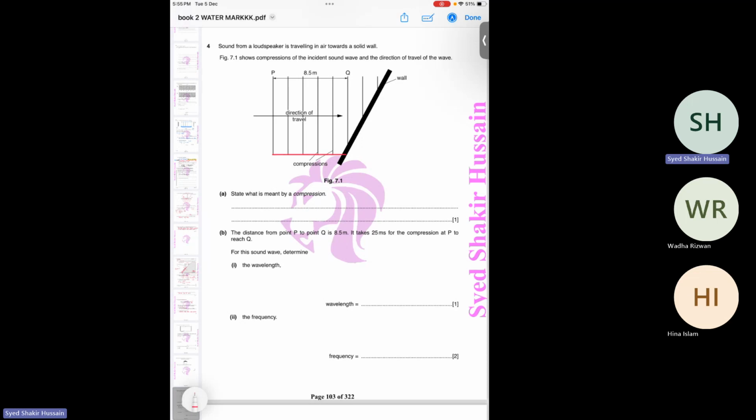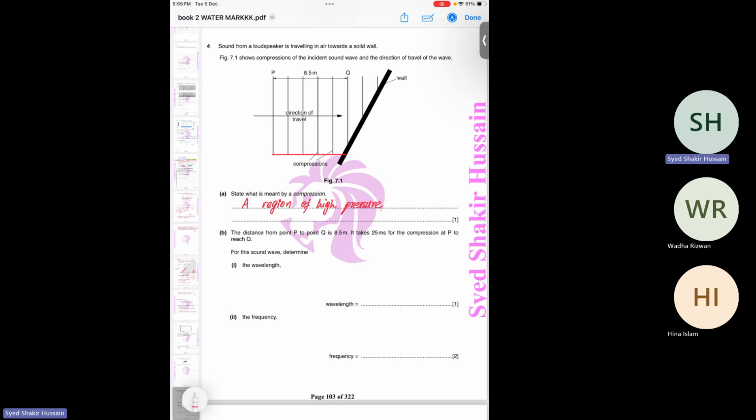All right, so what is meant by compression, beta? Compression is a region of high pressure.